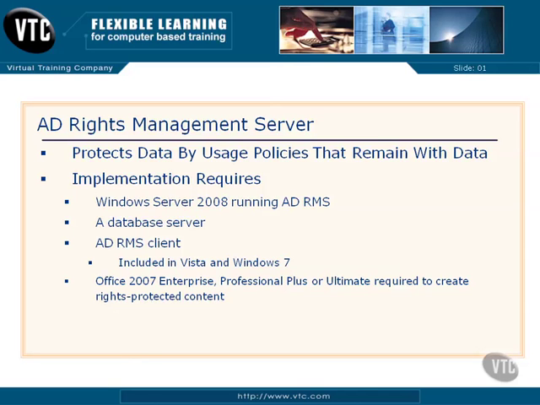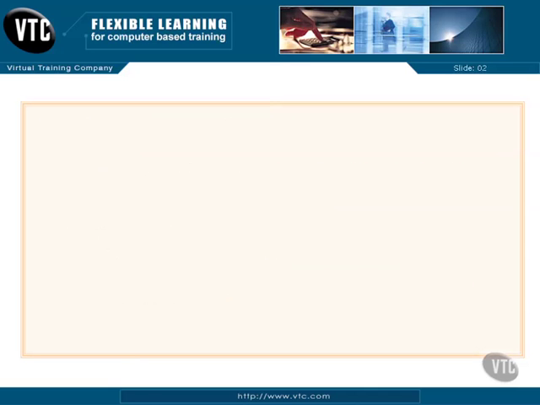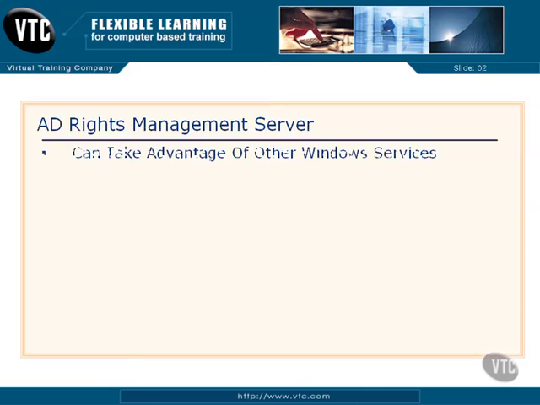Now, you will need Office 2007, either the Enterprise, the Professional Plus version, or Ultimate, to create rights-protected content. So if you're wanting to create content that you want to put digital rights on, you're going to need that particular package to be able to do that.